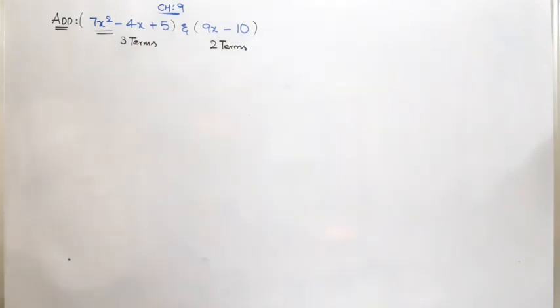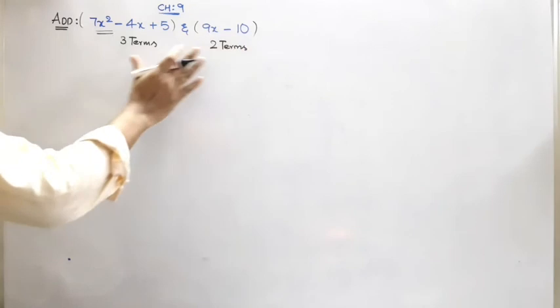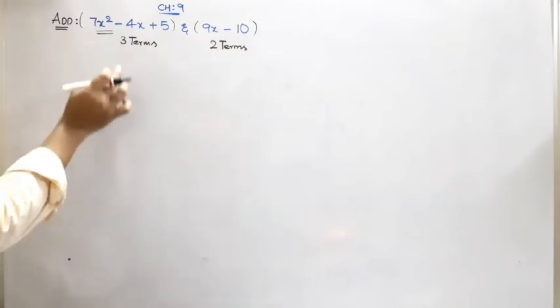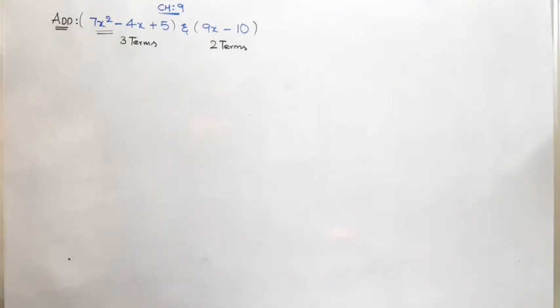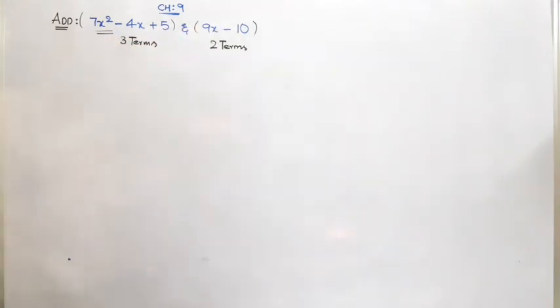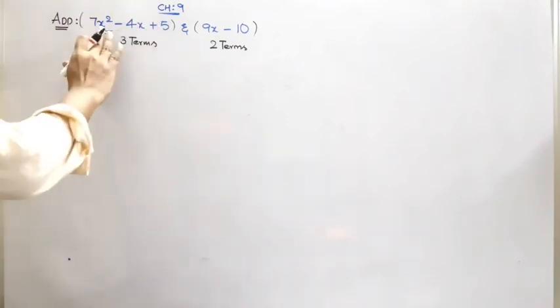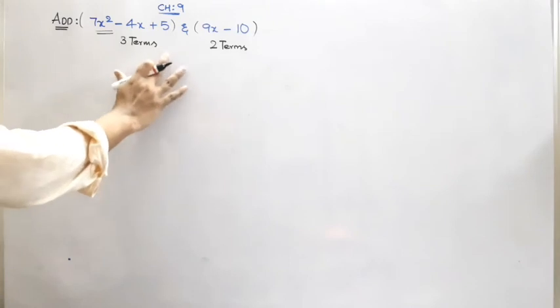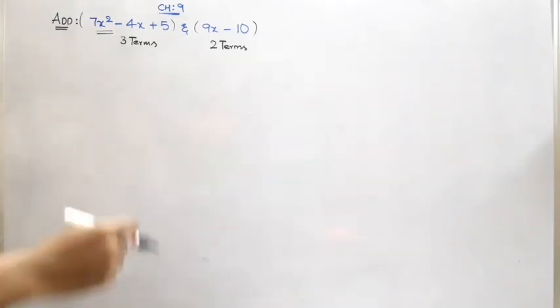Okay, but we have to check about the situation whether we can find any like terms in the given expressions. Here, look, minus 4x, here 9x, like terms. Here plus 5, minus 10, numerical terms. So we found some like terms in the given algebraic expressions. Hence, it is very much easy to add.